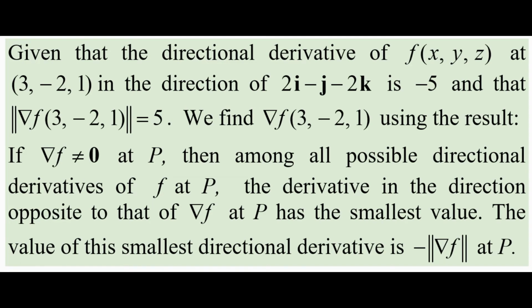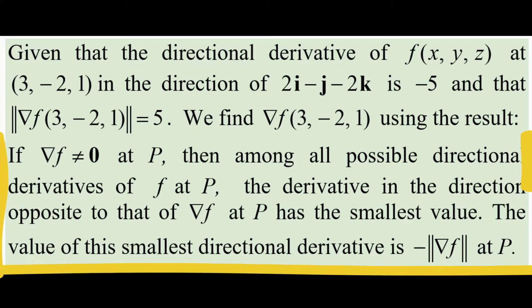We consider an example using this result. Given that the directional derivative of f of x y z at the point 3, negative 2, 1 in the direction of 2i minus j minus 2k is negative 5, and that the magnitude of grad f at the point 3, negative 2, 1 is 5. We find grad f at the point 3, negative 2, 1 using the result. We use the result mentioned above.